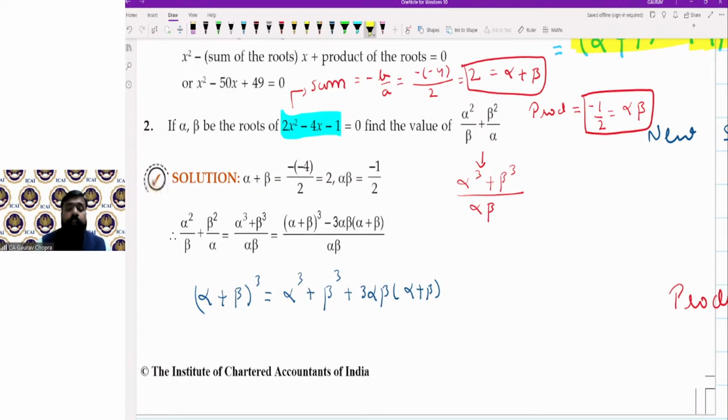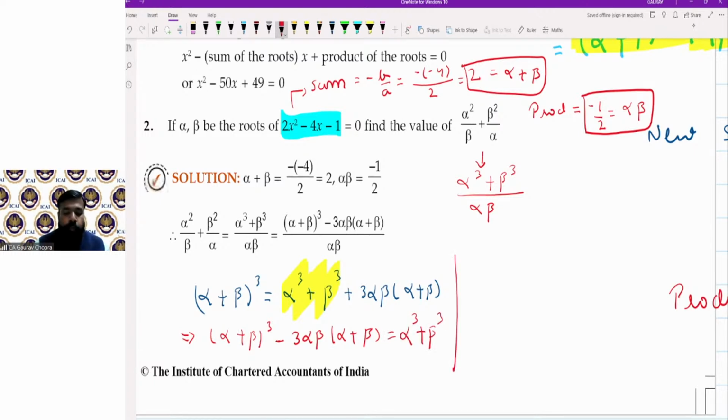Now from this, we require the value of alpha square plus beta square. We only need its value, so where will we send everything else? On the other side. So it will become alpha plus beta whole cube minus 3 alpha beta into alpha plus beta. This became the formula for what? For alpha cube plus beta cube.